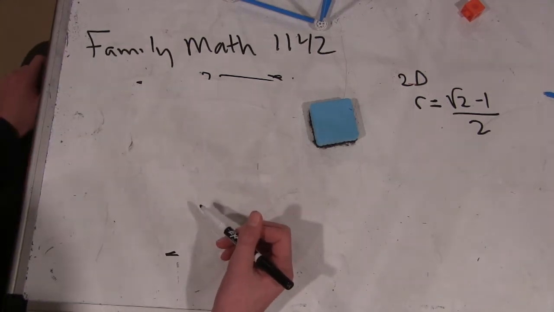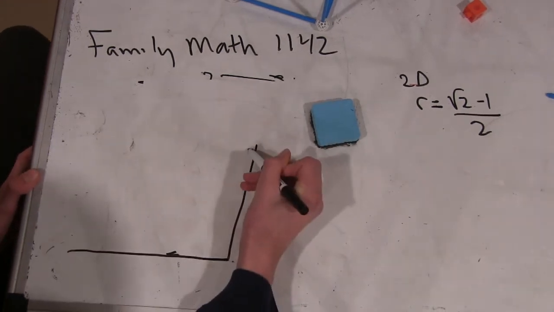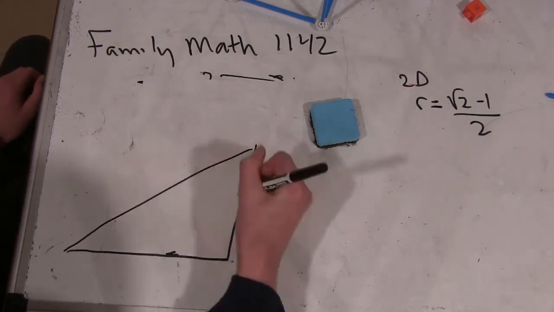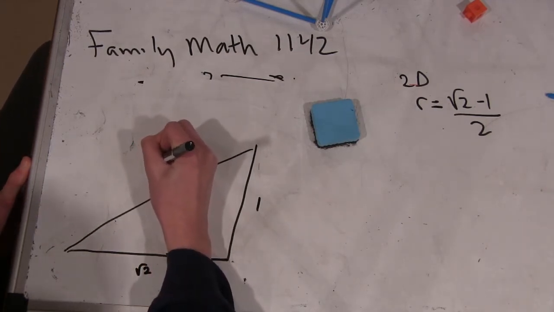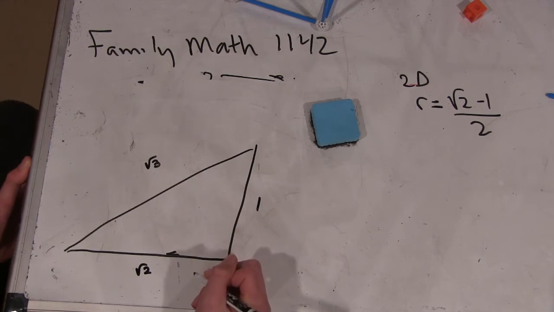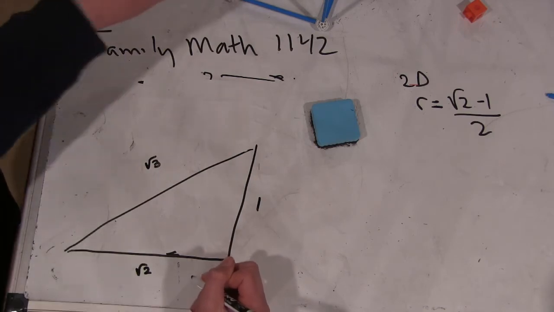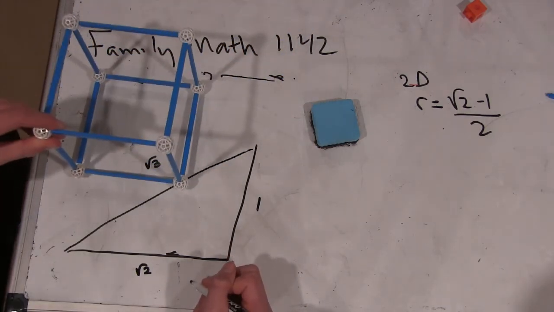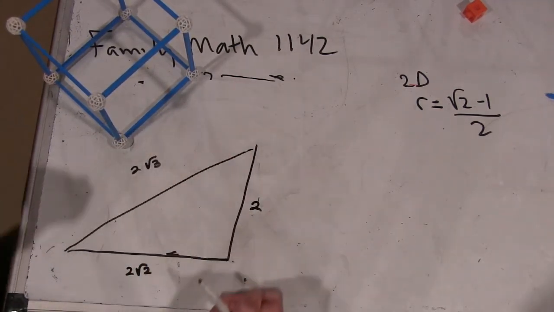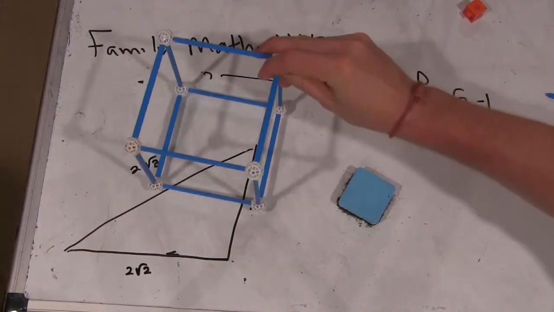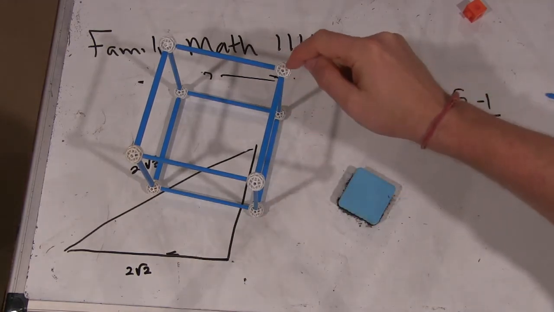So I guess I will think of the right triangle with sides 1, root 2, and root 3. And this root 3 is the total diagonal of a cube. Or actually in this case it will be doubled because the side lengths are 2. So 2 root 2 and 2 root 3. Okay, so that 2 root 3 is going from one corner to the complete opposite corner. Yes. Okay, good.